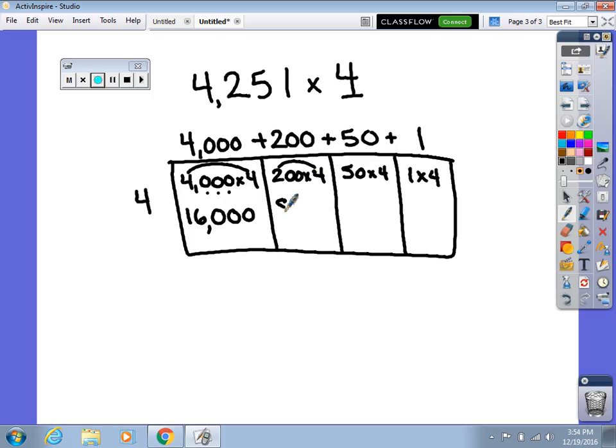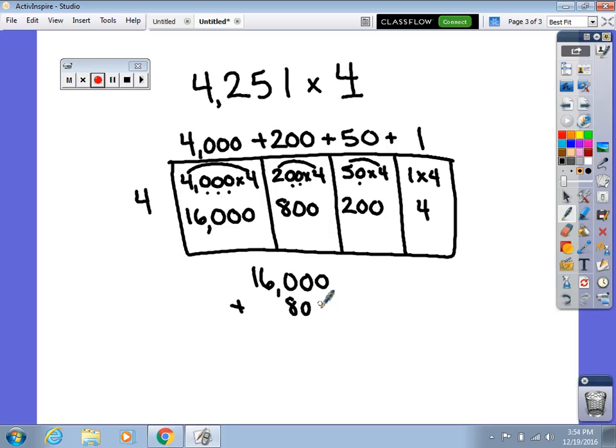2 times 4 is 8. 2 zeros there, so 2 zeros in my answer. 5 times 4 is 20, and there's 1 zero, so I add another zero on the end. And then 1 times 4 is 4. And again, I'm going to carry this all through. I'm going to finish this up by adding all of the parts together.